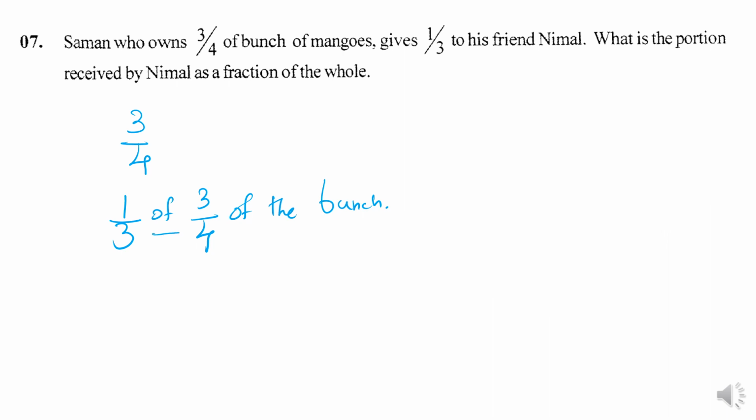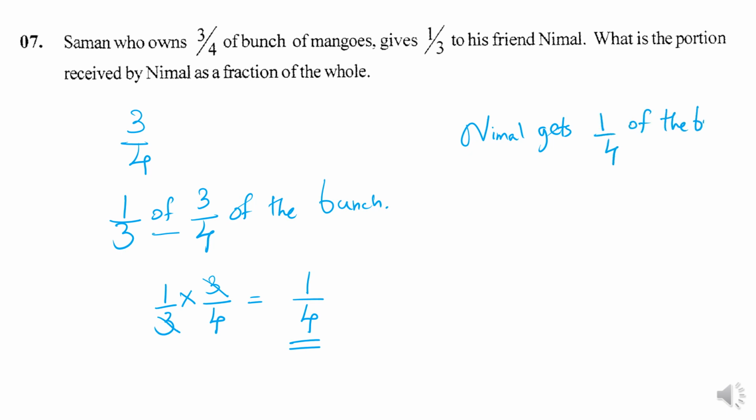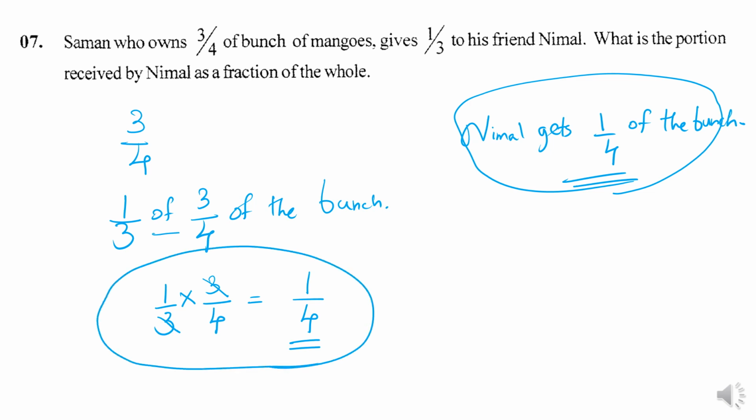So you know what this "of" means. This of course means multiplication, right? So you have to find something like this: 3/4 into 1/3 into 3/4, and you cancel out this one, and then the answer is 1/4, right? And this means Nimal gets 1/4 of the bunch, right? Actually this is not the answer. You are supposed to write this answer. If you have written this one, you will get the marks.